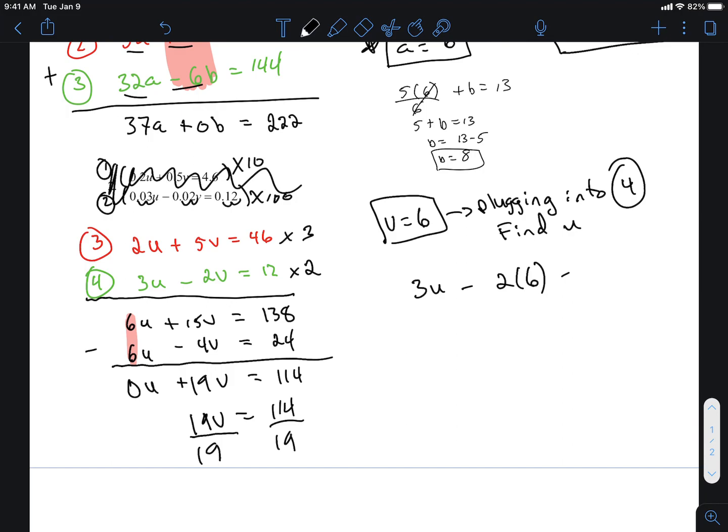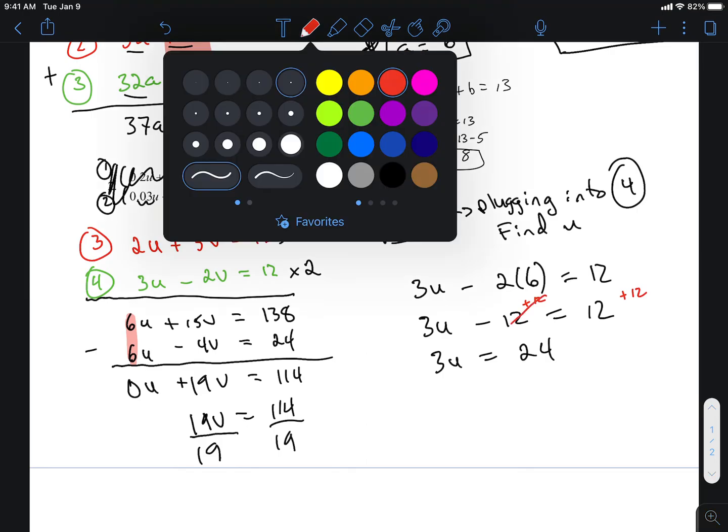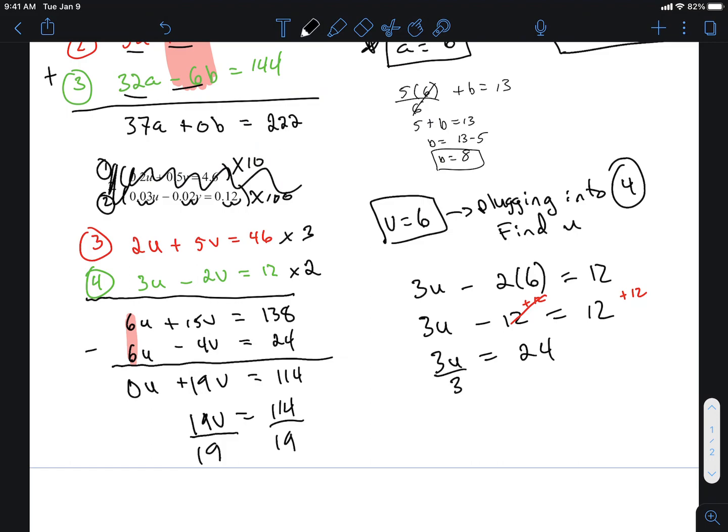3 times u minus 2 times 6 equals 12. 3u minus 12 equals 12. 3u is equal to 24. Remember what I'm doing. All I'm doing is just moving things. I'm going to add 12 to both sides now, and those drop out. 3u equals 24. What's 24 divided by 3? Okay.